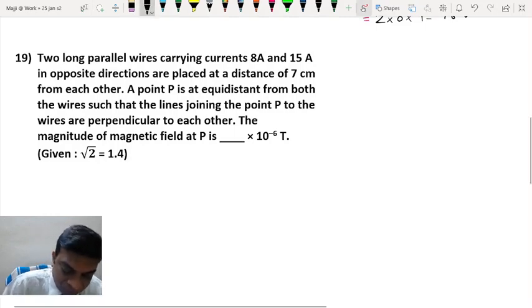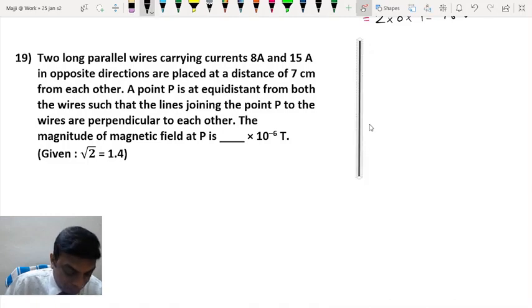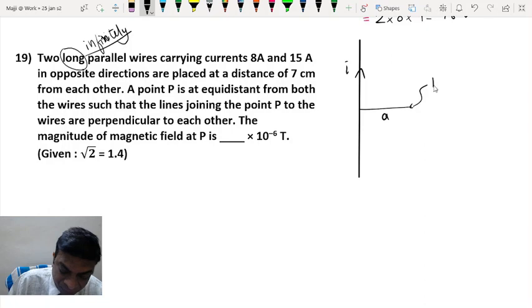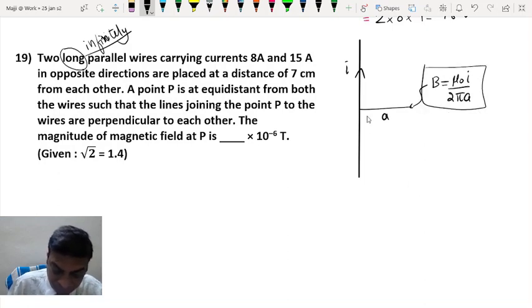First of all, students, you have to know the formula for the magnetic field due to a long current carrying wire. Here, long means infinitely long. So for an infinitely long wire at a distance A, the magnetic field is given by mu 0 I by 2 pi A. This is the formula. Here the direction will be along the inward normal to the plane of the board.